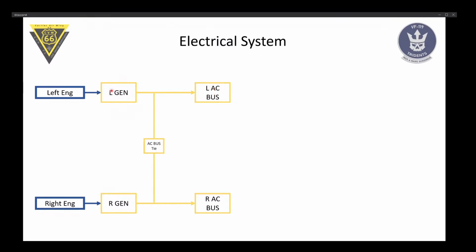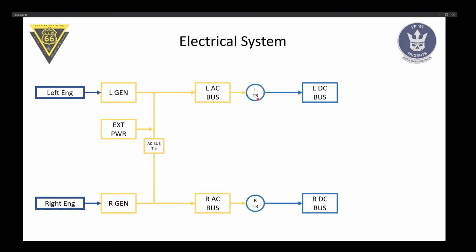There is a bus tie. In case one of these fails, the other generator can power both buses. Also, you have external power which ties in into these two. So if you're on a cold start, you're not going to have any of these, but you're going to have external power, which is going to power through that bus tie, power both buses.